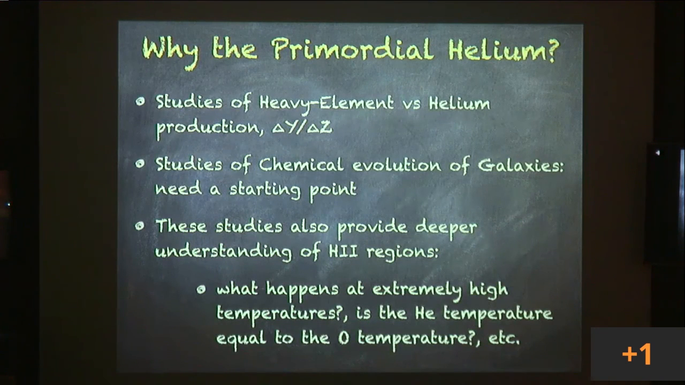Less cosmological, more locally, we can also study the evolution of heavy element versus helium production, and that is related with the number of big stars and small stars being produced, et cetera. If one is studying the chemical evolution of galaxies, one needs a starting point, and that comes from YP. And studies like this also help us to have a deeper understanding of H II regions. What happens at extremely high temperatures in H II regions? Is the helium temperature equal to the oxygen temperature? This is, of course, related to the t-squared problem, and a few more things that we look into.